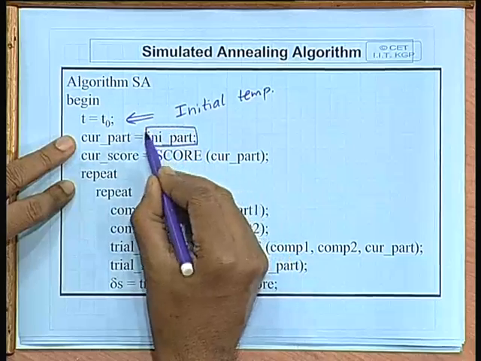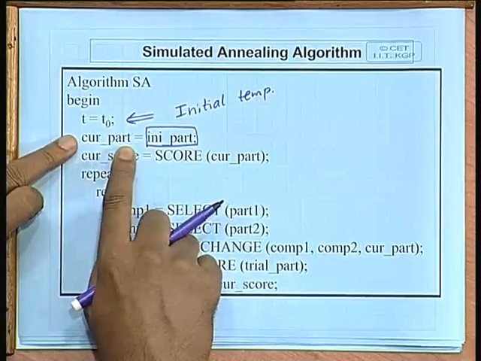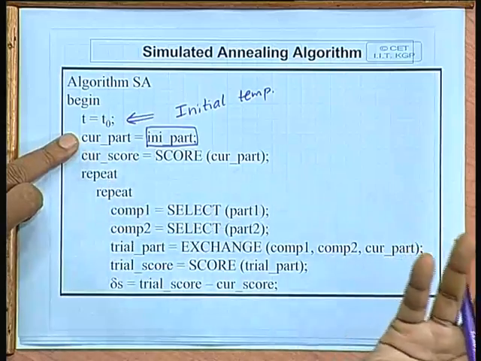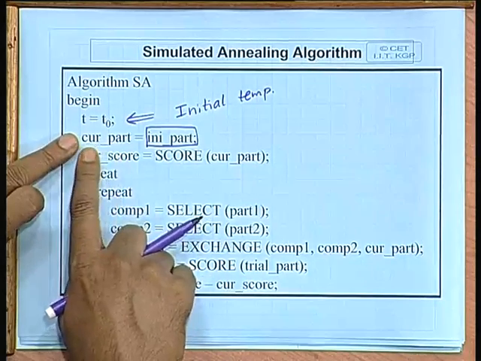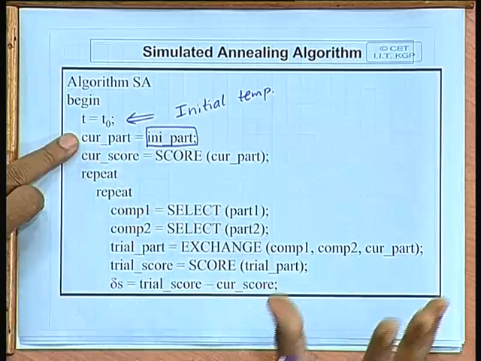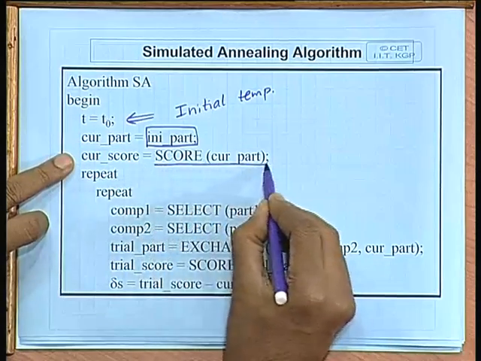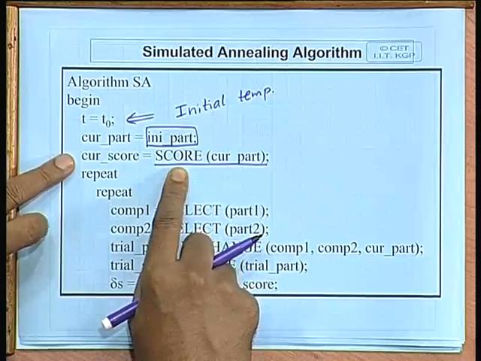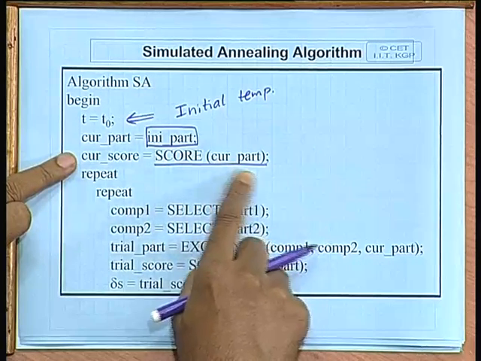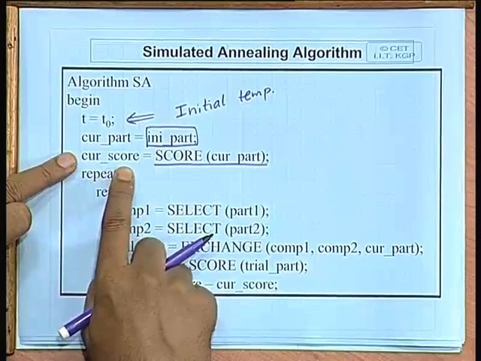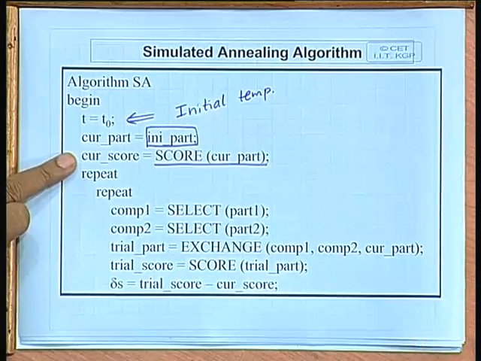So, you initially generate a partition, this can be randomly generated, and you call it cur part. This can be a structure, this can be anything. I am just showing it like this in the program. Current partition is the initial partition you have. I compute the cost of the current partition by calling a function called score. Score of current partition will give me the current score. Current score is actually the cost or the goodness of the partition you have.